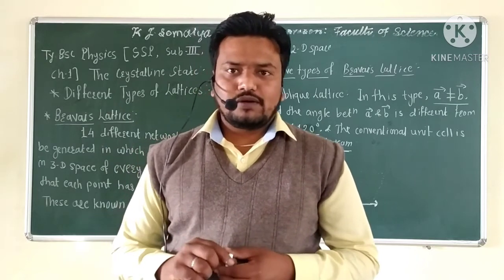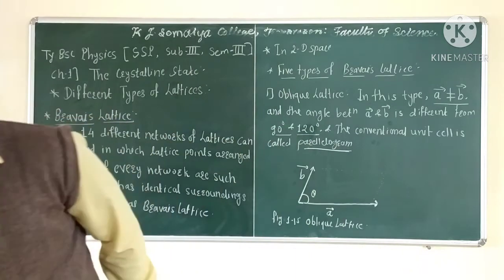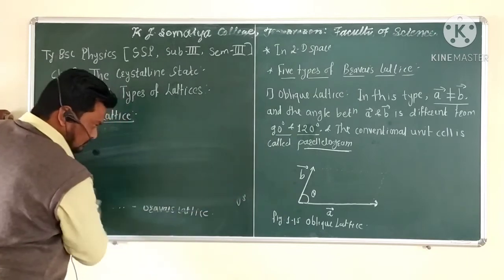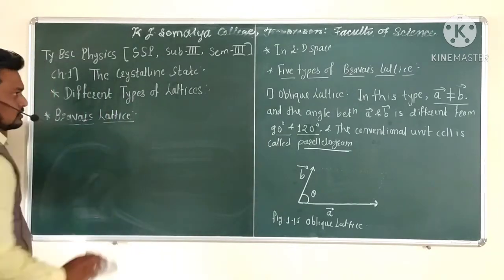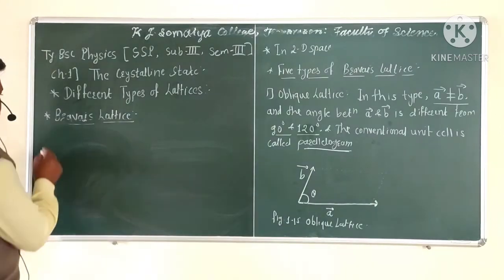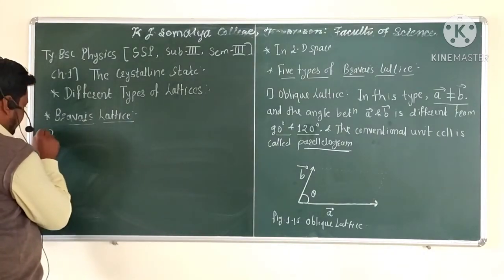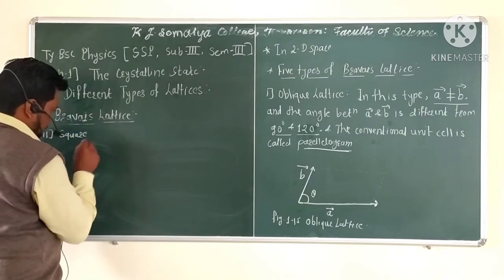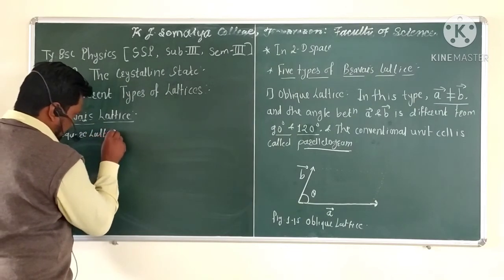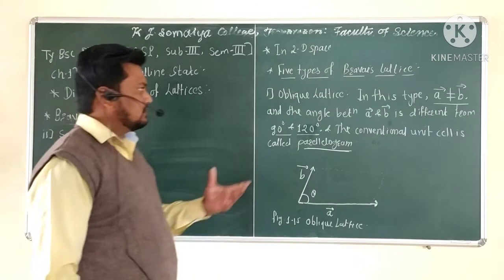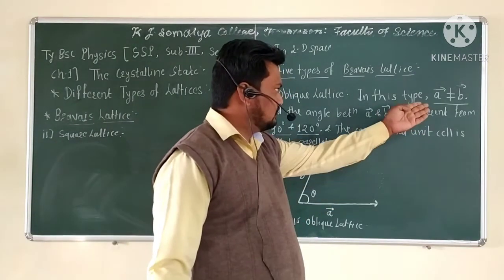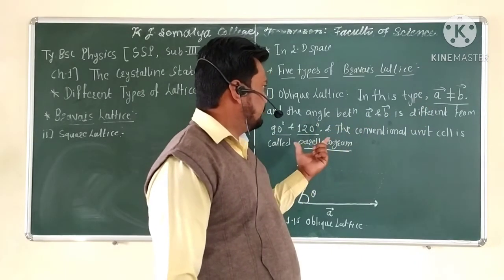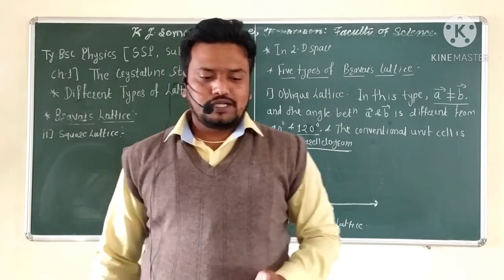Now the second type of Bravais lattice in two dimensions is the square lattice. This is the first type, which is the oblique lattice, and the second type, among the 5 types given here, is the square lattice. In the oblique lattice, the main condition is that A bar is not equal to B bar, and the angle between A bar and B bar is different from 90 degrees and 120 degrees.